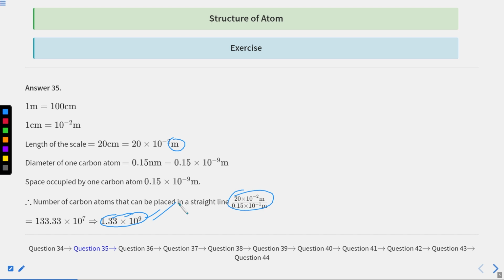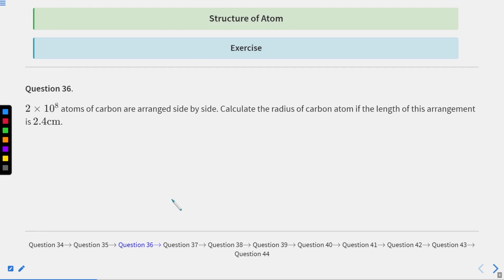Okay, now next, 2 into 10 to the power 8 atoms of carbon are arranged side by side. So in this case n is given as 2 into 10 to the power 8 atoms. They are arranged side by side. We have to calculate the radius of a carbon atom if the length of this arrangement is 2.4. So in this case we have the value of n.